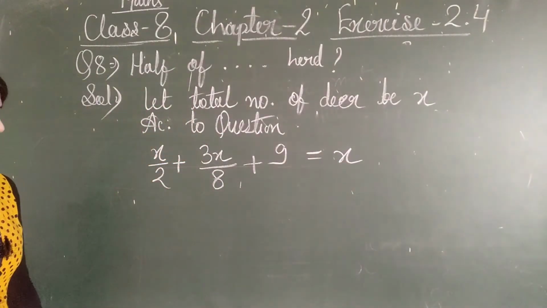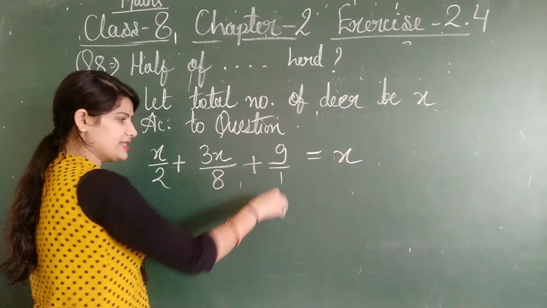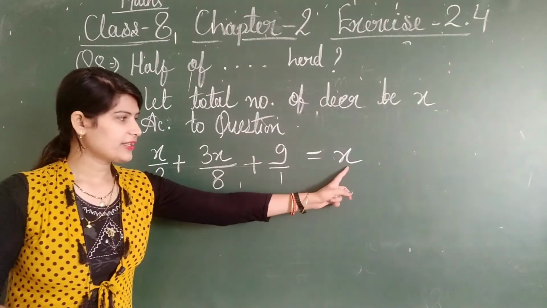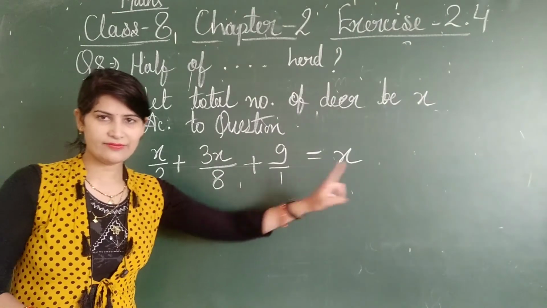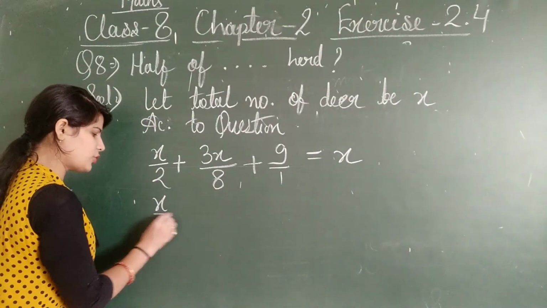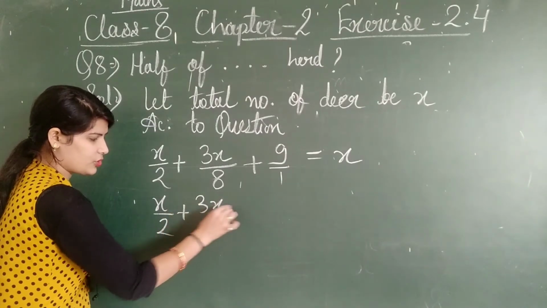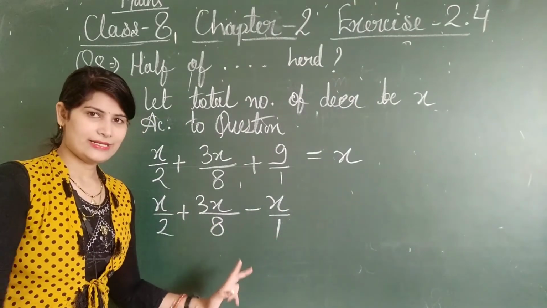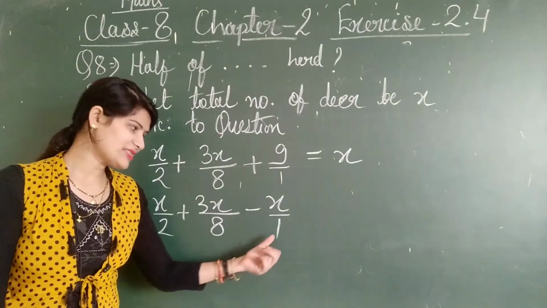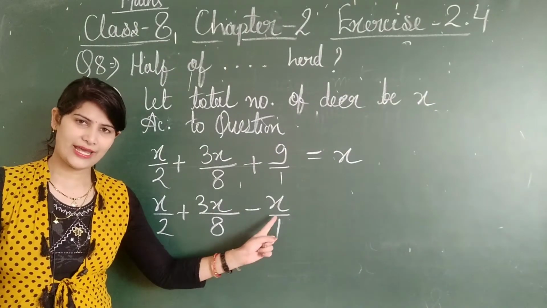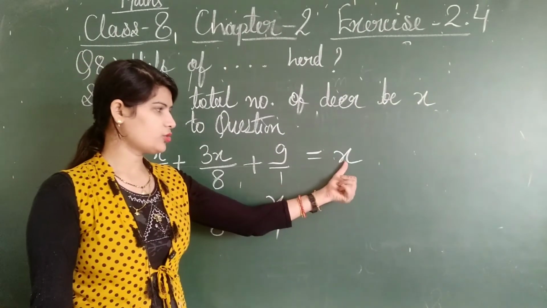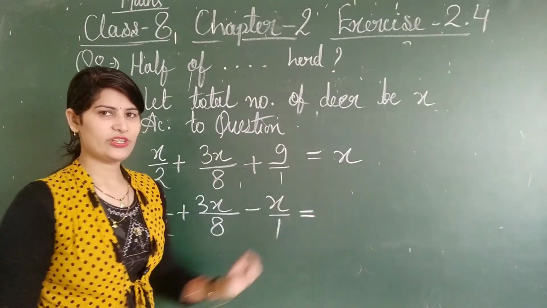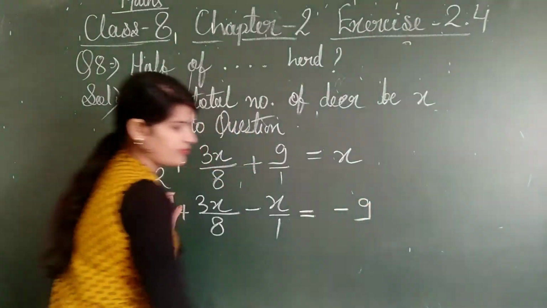deer. Okay. Now what? You can take LCM or solve the variable terms first and then the numbers. So I am transferring this x here and 9 will go there. So x upon 2 plus 3x upon 8 minus x upon 1. 1 is as it is. If there is nothing in the denominator, that means what is in the denominator? 1. We can write x only or x by 1. Okay, so minus x will go this side and plus 9 will transfer to that side. It will become minus 9.